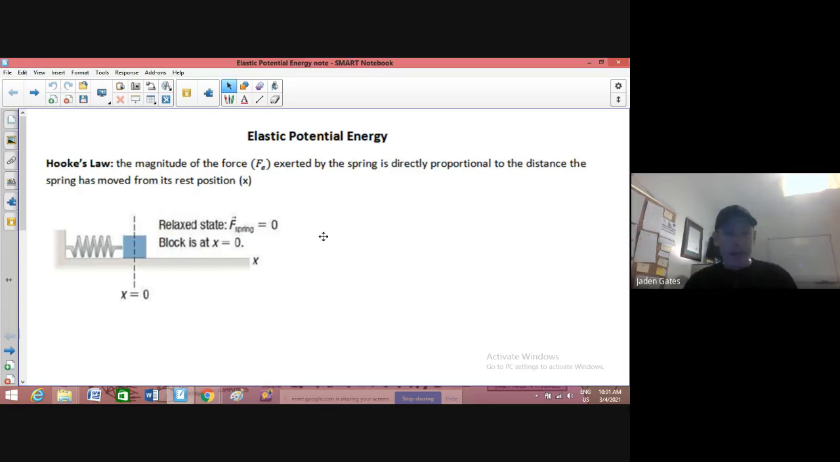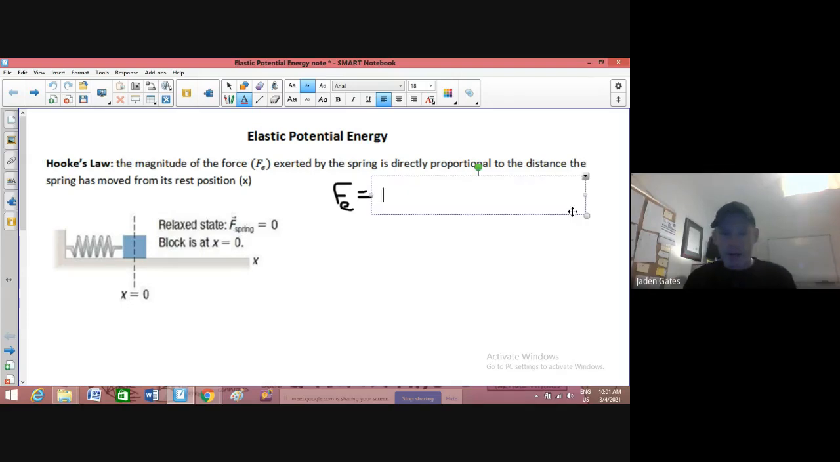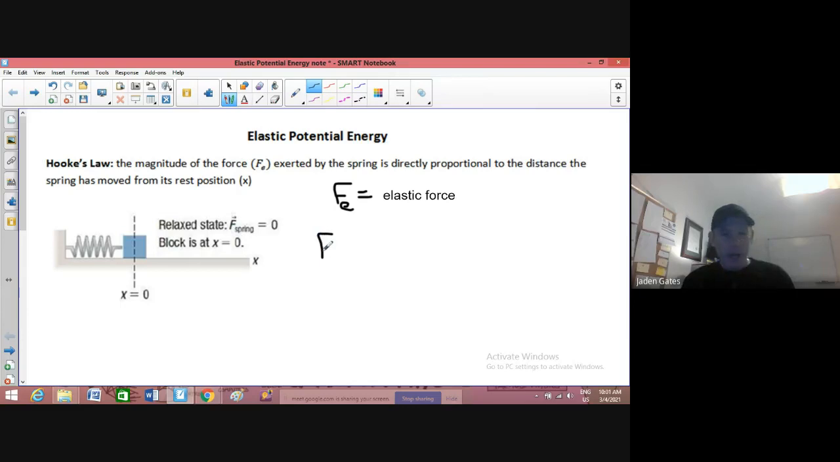All right, so I think some of that is natural. And so again, I'm going to write Fe, which is equal to what is called our elastic force. Now there's kind of two formulas, really one, because we're looking at the magnitude of our elastic force. Fe is equal to K times X. Now what is X, or what is K?